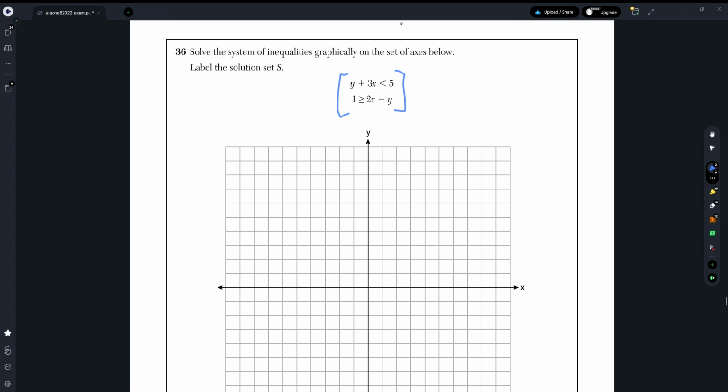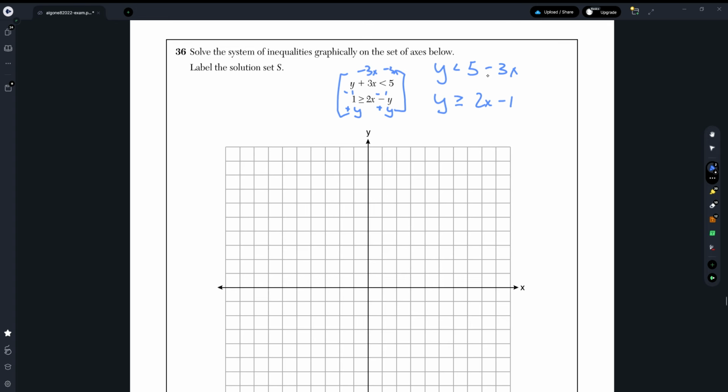So over here, in order to get this in terms of y, I'm just going to subtract 3x on both sides. So I'm going to have y is greater than 5 minus 3x. Right here, all I'm going to do is add y on both sides. Right, so here I have y is greater than or equal to, and I'm going to subtract 1 from both sides, 2x minus 1.